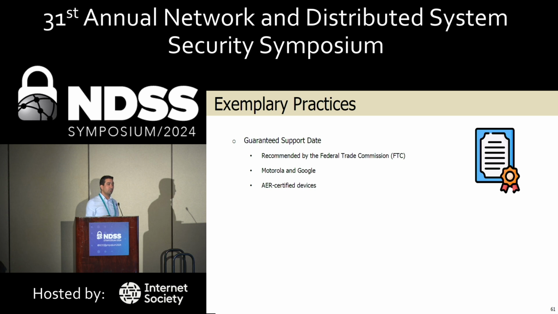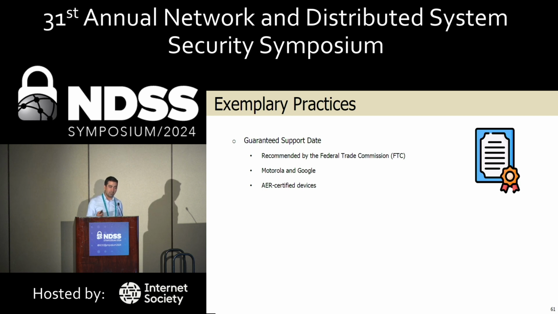So during our research, we also identified some practices that could be adopted by all OEMs. For example, a guaranteed support date is one of them. If users knew when their device will stop receiving security updates, they could make a better informed decision on the devices to use. This is also recommended by the Federal Trade Commission. And this approach right now is only adopted by Motorola and Google.